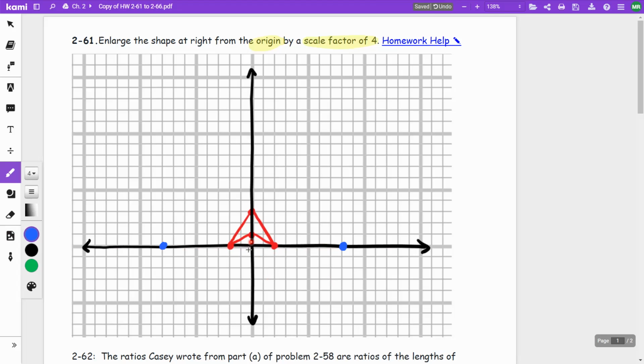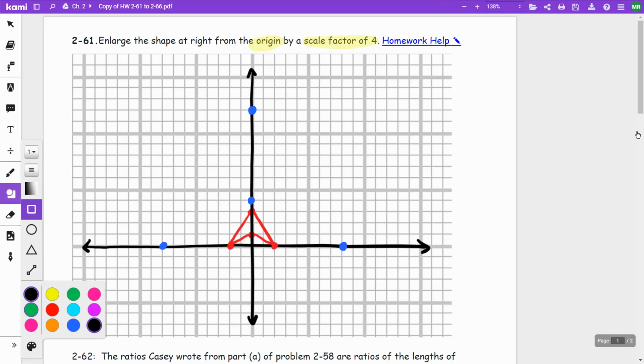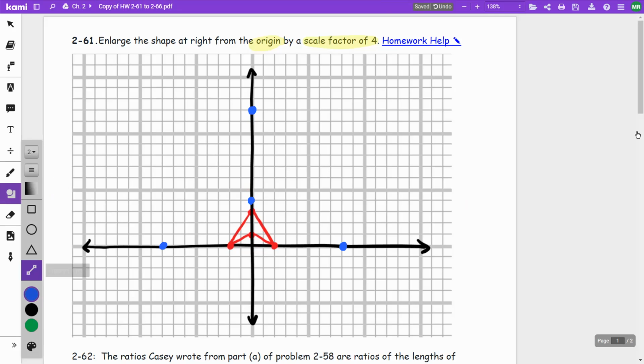This one here is 1 away, so now it's going to be 4 away. 1, 2, 3, 4. And then my top one is 1, 2, 3, so it's going to be 12. So 4, 5, 6, 7, 8, 9, 10, 11, 12. And then we can connect. Oops, not a rectangle. And there's our figure that should be 4 times bigger than the original.